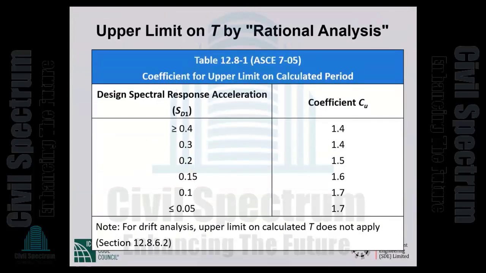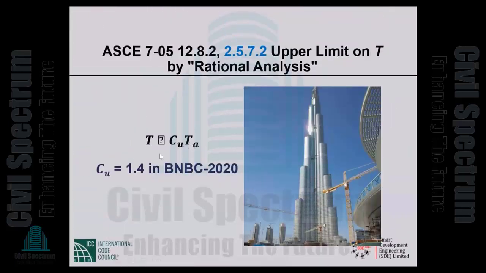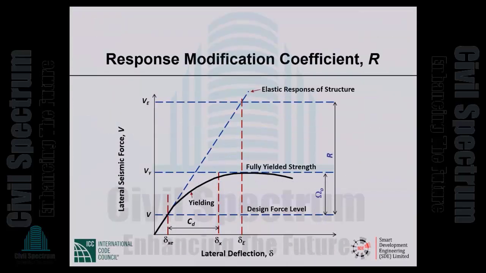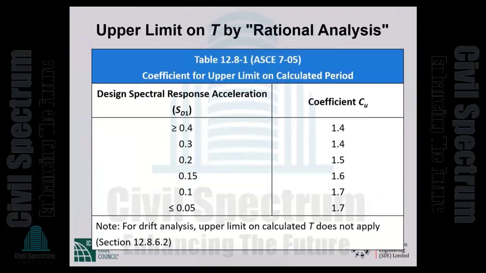In ASCE 7-05, the C_u is a function of S_D1, the long period design spectral acceleration, and it goes from 1.4 to 1.7. So BNBC has settled for the lowest number, 1.4. This is important. You can calculate a rational period as long as you'd like it to be, but you cannot use anything any larger than 1.4 times the approximate period. Okay.